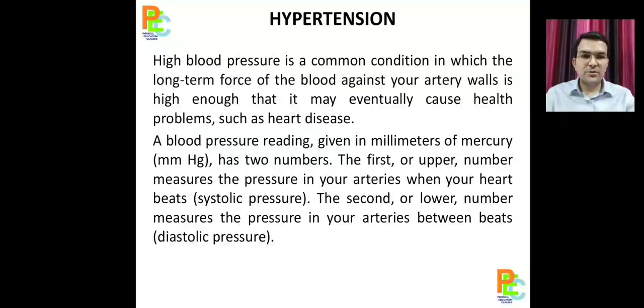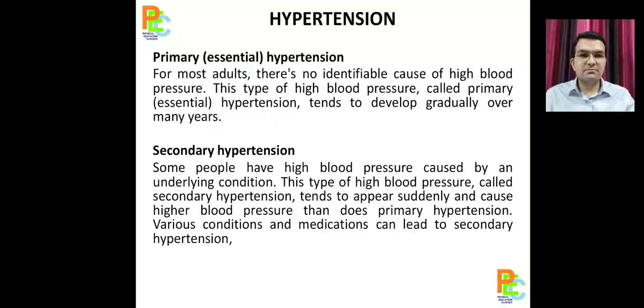We have two numbers. First is the upper number of measurement, the pressure in your arteries. Please listen carefully. Pressure in your arteries when the heartbeat is systolic, and the second is the lower number, the pressure when the arteries are between the beats, which is diastolic. These two numbers are also known as upper and lower BP in general terminology. The normal BP is 80 lower and 120 upper in general conditions.